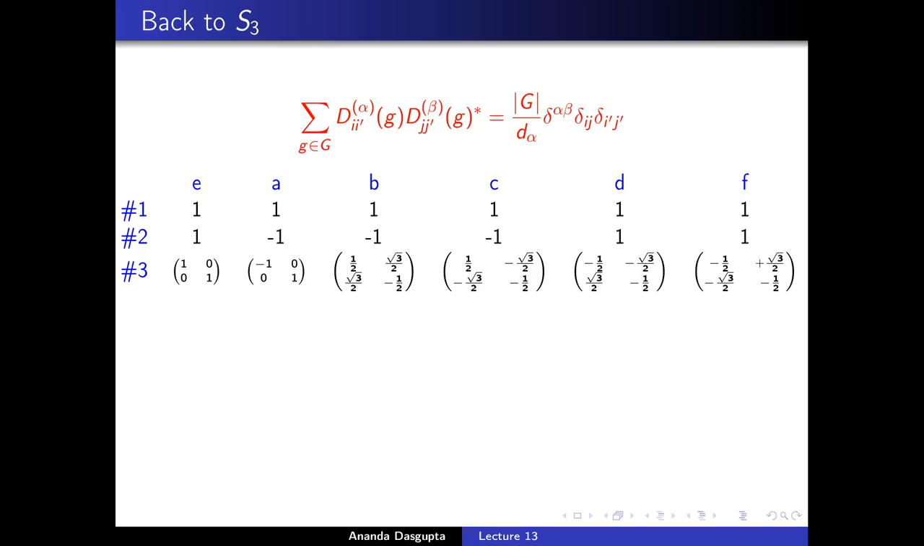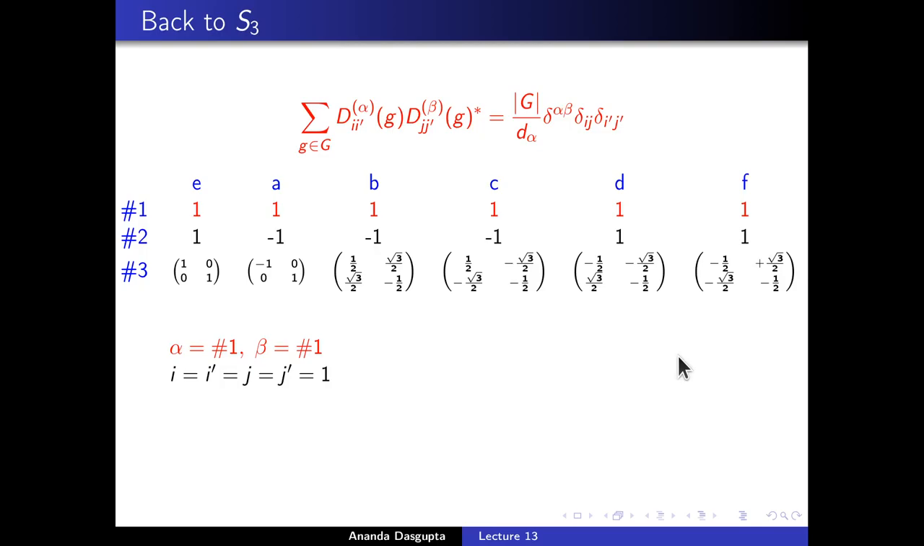We will start by choosing alpha and beta, both to be representation number 1. And of course, because this representation is one-dimensional, in this case, you don't really have any choice about i, i prime, j and j prime. They all have to be 1, because that's the only possible value they can take here. So basically, you're using the orthogonality relation on these elements which are illustrated in red here.